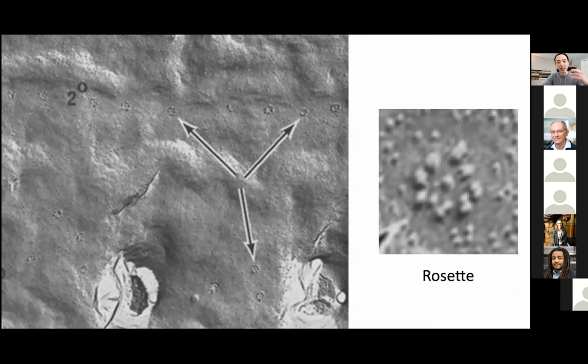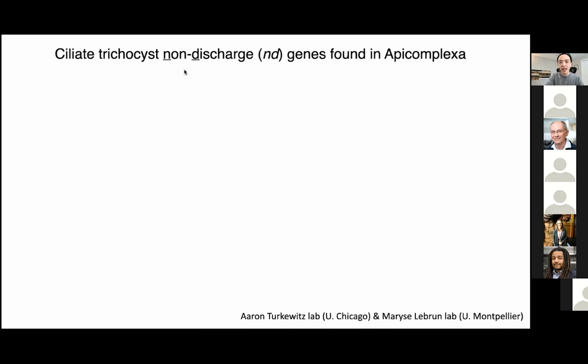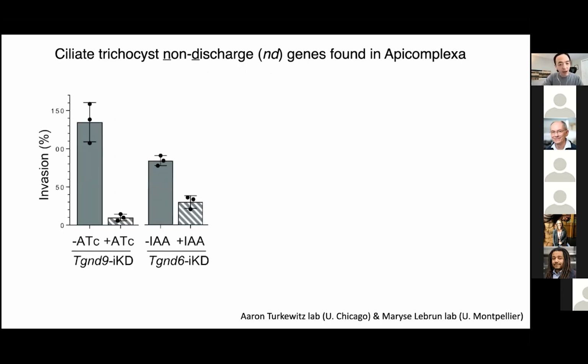In ciliates, people already found proteins involved in the formation of this rosette. Those are a set of genes called non-discharge genes. Through collaboration with Aaron at the University of Chicago, an expert in the ciliate field, Maurice and Aaron were able to do an in-depth genetic comparison between ciliates and Apicomplexa. Indeed, they found those genes in Apicomplexa. They then found that if they do conditional knockout of those ND proteins, one is ND9 and another is ND6, in Toxoplasma gondii cells, the invasion can be largely disrupted.